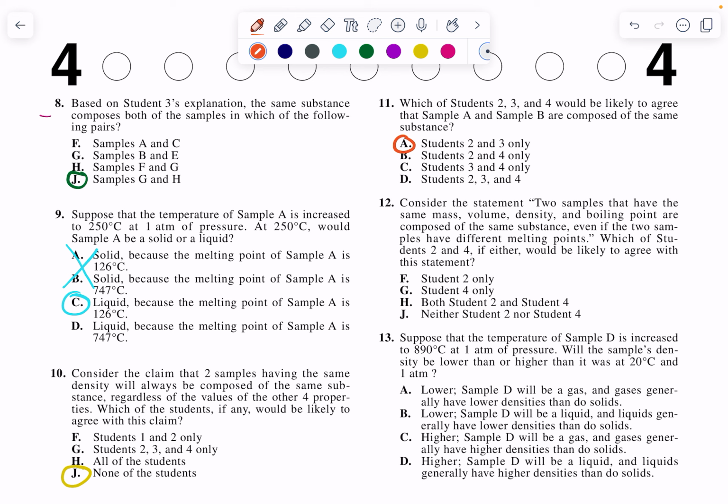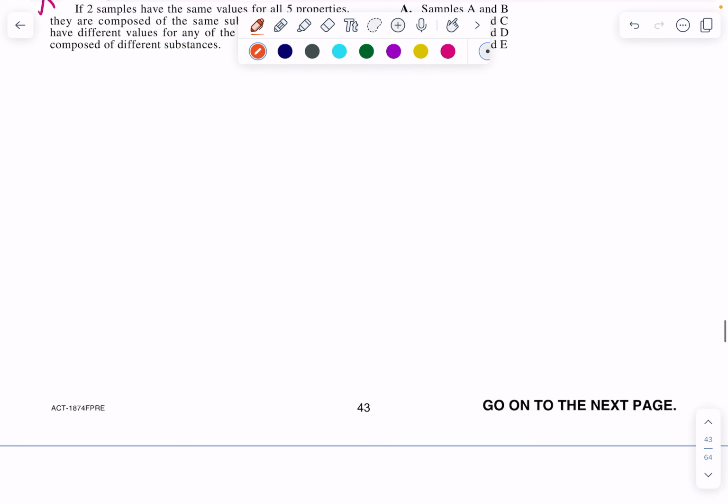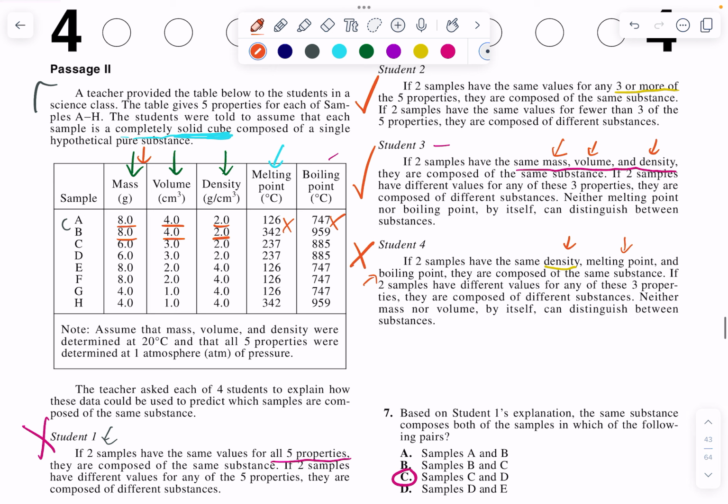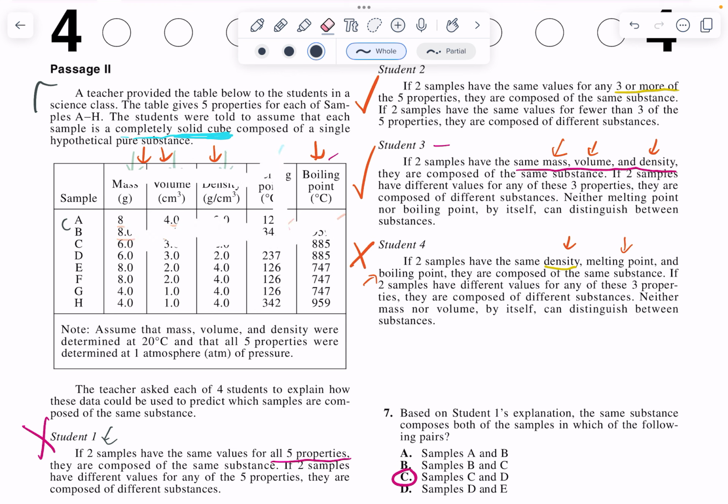Okay, number 12. Consider the statement, two samples that have the same mass, volume, density, and boiling point are composed of the same substance, even if the two samples have different melting points. Which of students 2 and 4, if either, would be likely to agree with this statement? Okay, everything's the same except melting points. So they're saying it'll have mass, volume, density, boiling point, all the same. Let me erase these extra things. Okay, melting point can be different, right? They don't care about that.